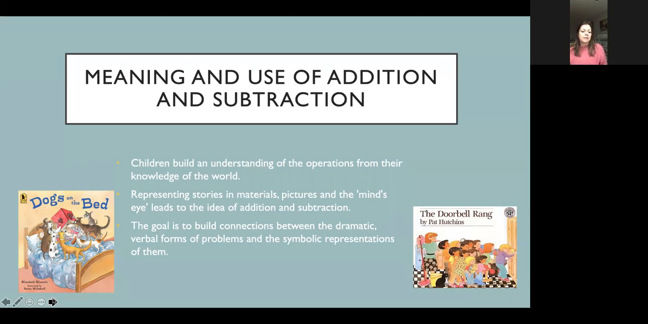So what I've done with this one is given students a card with a plus sign on one side and a subtraction sign on the other. And as I read the story, they hold up, is this when dogs are on the bed versus are they jumping off the bed? Is that an addition situation or a subtraction situation? In the doorbell rang, we give cards that show all 4 operations, and students can indicate what's happening based on the story, because it does go through all those different situations.